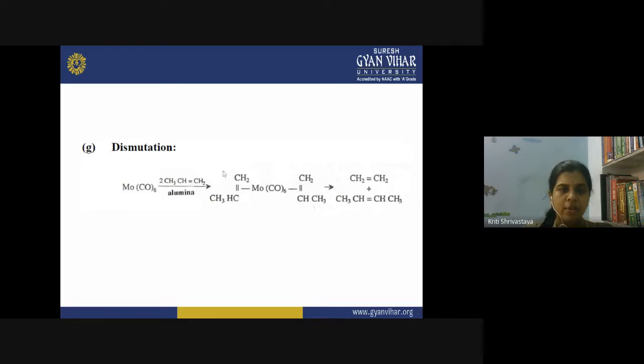The alkene bond is inserted with the metal on both sides. And now what will happen? The redistribution of electrons takes place. And now the product is what? CH2 double bond CH2 and CH3 CH double bond CH3. So the double bonds are shifted from this position to this position. So this is the reaction which is known as dismutation.